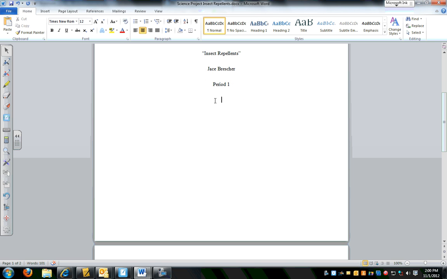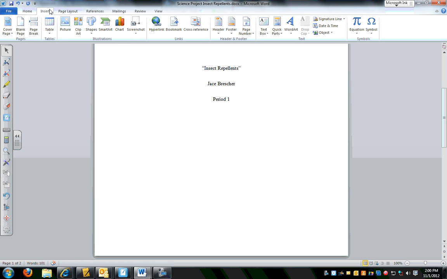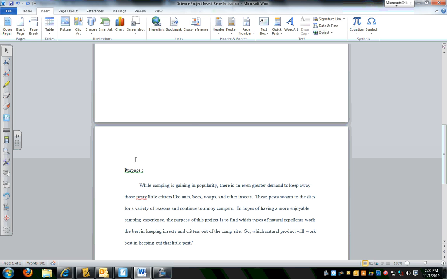Now, the next thing we want to do is make sure our cursor is below that particular title part. And you're going to go ahead and select Insert and insert a page break. What this will do is make sure that our project, the first part, which is the problem or purpose, will start one page after our cover or title page. So go ahead and insert that page break. That will bring you down to a new page.